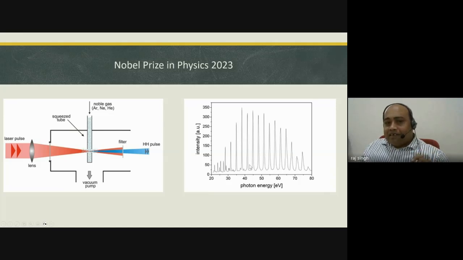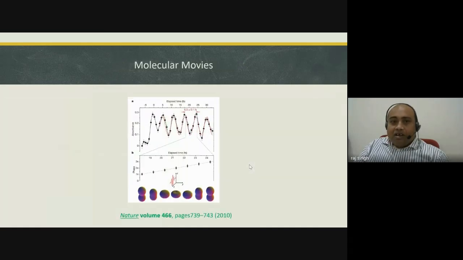And from these pulses we can see the interference of these pulses, we can generate the attosecond pulses. Attosecond means 10 power minus 18 second. So you can take the snapshot of molecular motions or electron cloud motions, and this is what we call in the present times molecular movies, and we can see how the charge cloud changes.